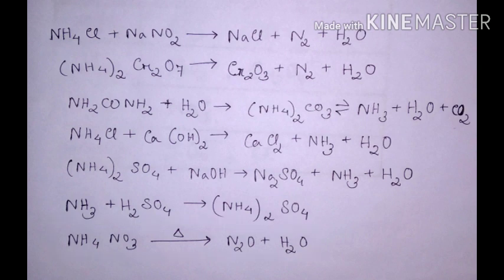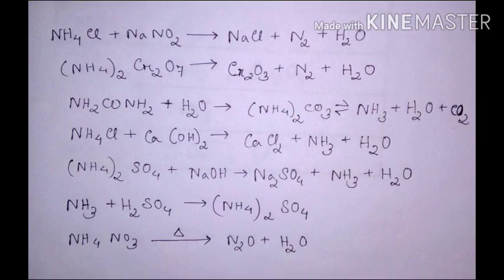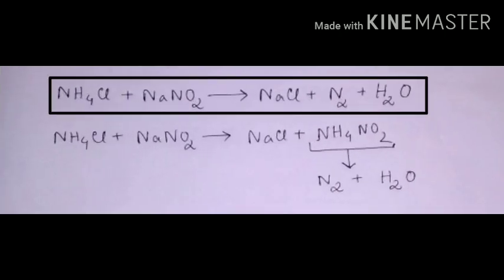So we see that water is almost produced in all reactions, but where confusion may come is whether the other product formed is nitrogen, ammonia or nitrous oxide. So let's see how such confusions can be removed easily. We have taken the first reaction, which is ammonium chloride plus sodium nitrite to form sodium chloride, nitrogen and water.